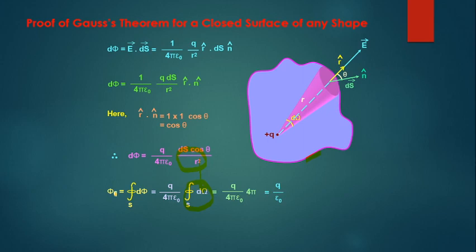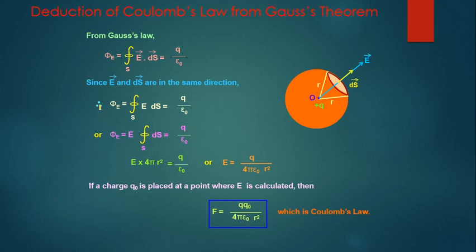So the electric flux over the closed surface is equal to 1 by epsilon naught times the total charge enclosed by that surface. This is the Gauss theorem. Then we can deduce Coulomb's law from the Gauss theorem.